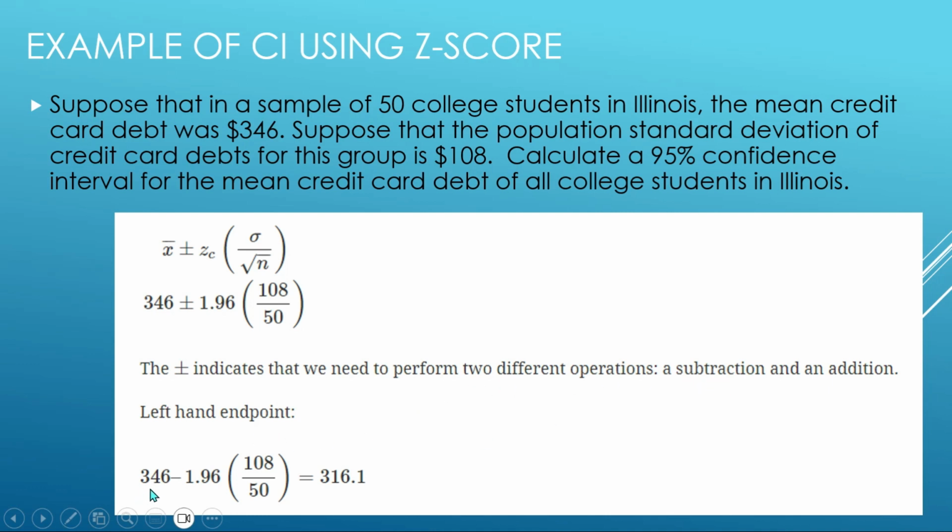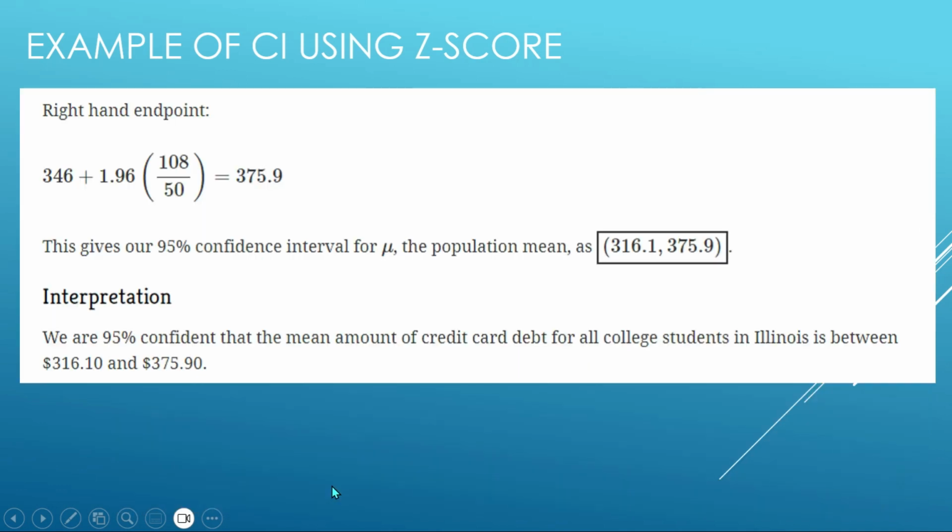Left hand endpoint: 346 minus 1.96 times 108 divided by square root of 50 is equal to 316.1, and the right hand endpoint gives us 346 plus 1.96 times 108 divided by square root of 50, which is equal to 375.9. So this gives our 95% confidence interval for mu. The population mean is between 316.1 and 375.9.